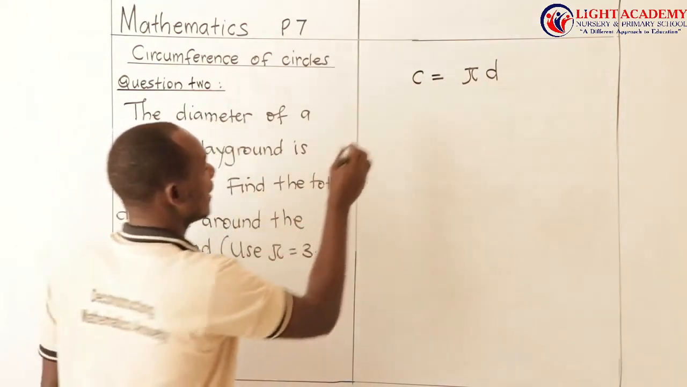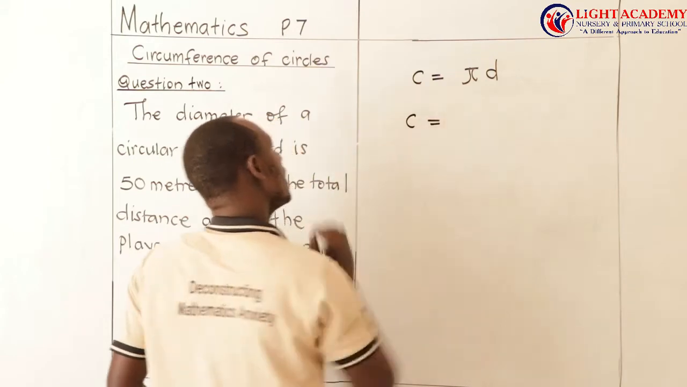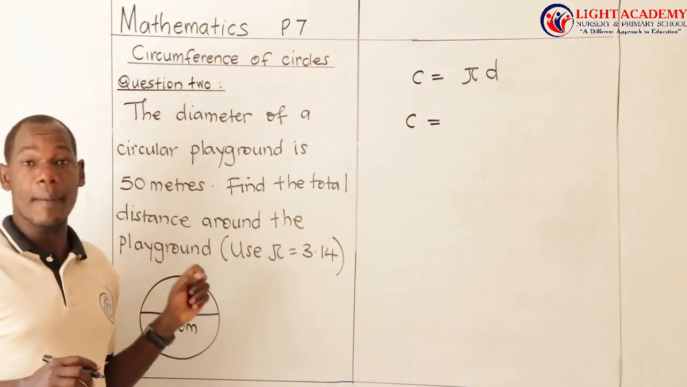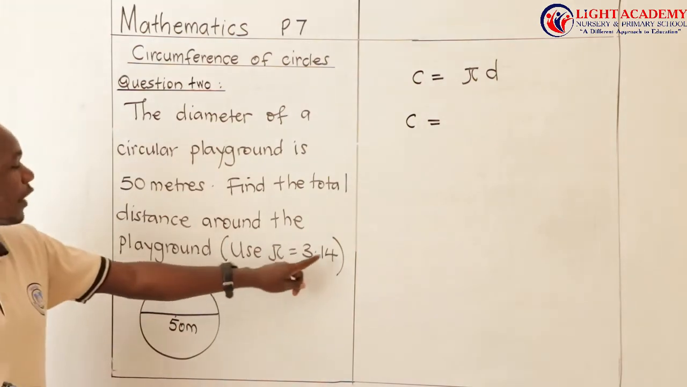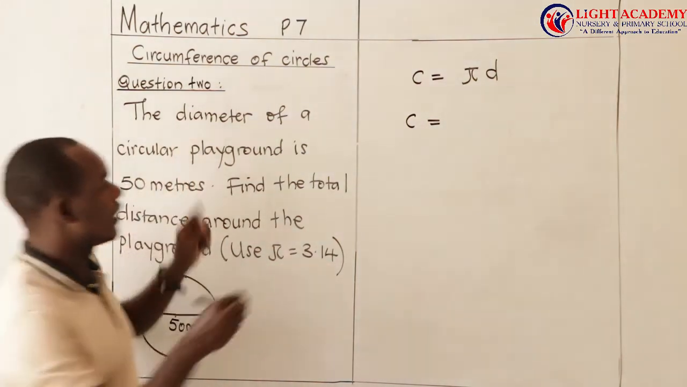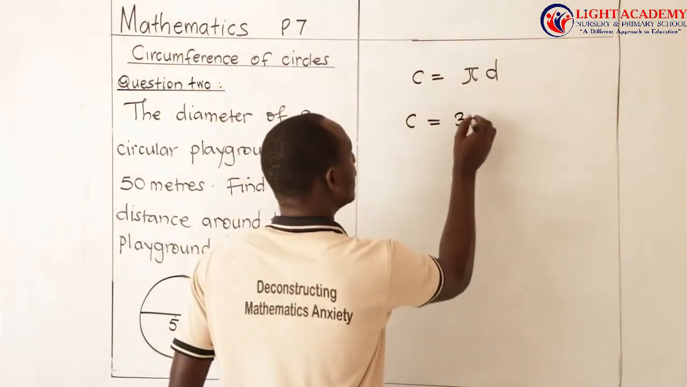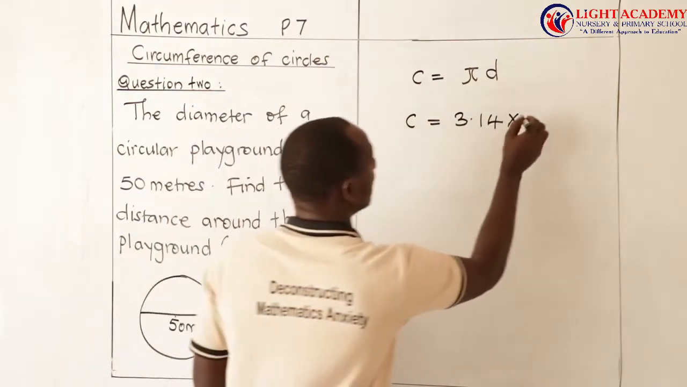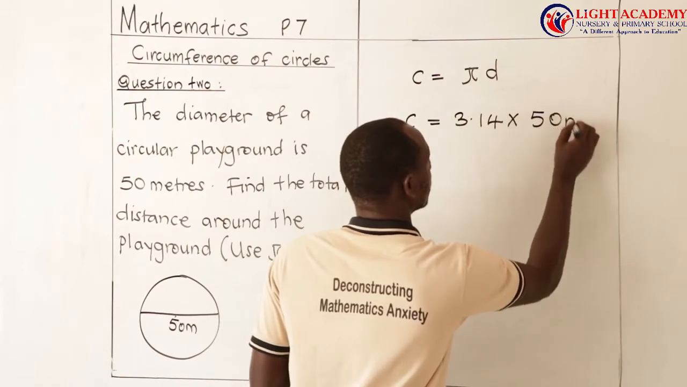So now I'll continue and say circumference equals, now the value of pi, we shall not use 22 over 7 like in number 1. We shall use 3.14. So I'll now say 3.14 times our diameter, which is 50 meters.